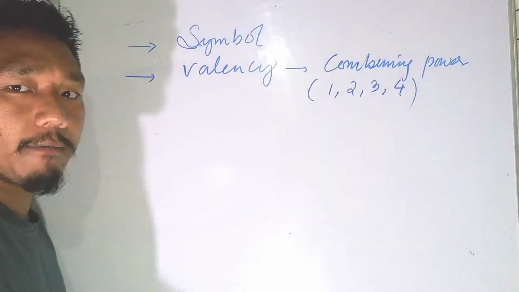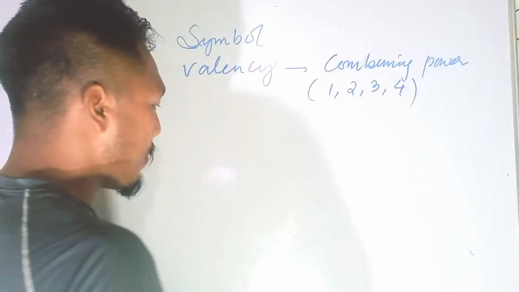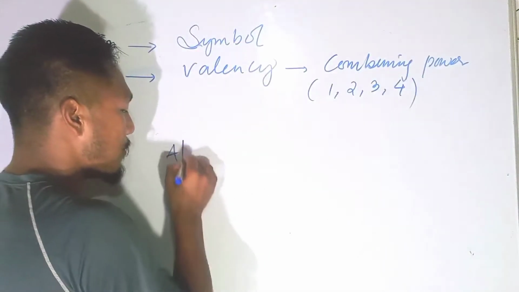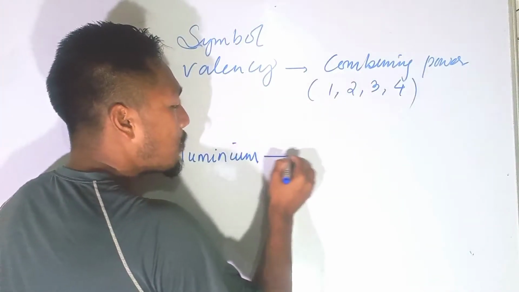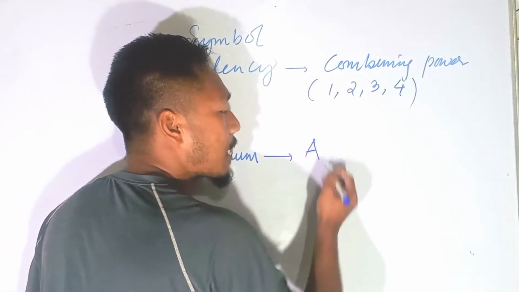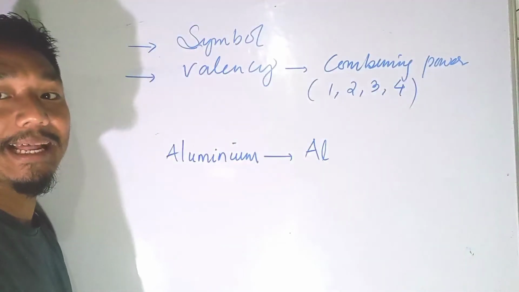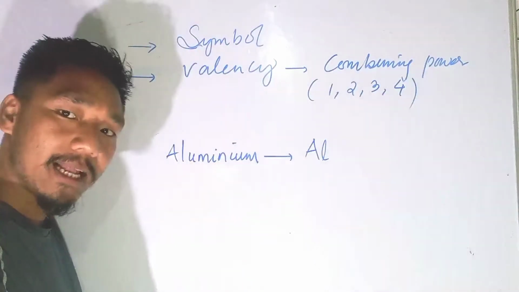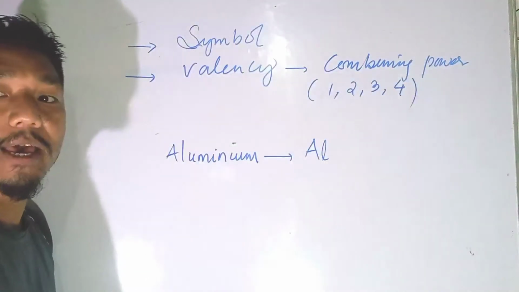If I want to write the chemical formula of aluminum, how am I going to write it? We know the name, aluminum, but I want to write it in the form of a symbol. The first letter will be capital and the second letter will be small. Al stands for aluminum.